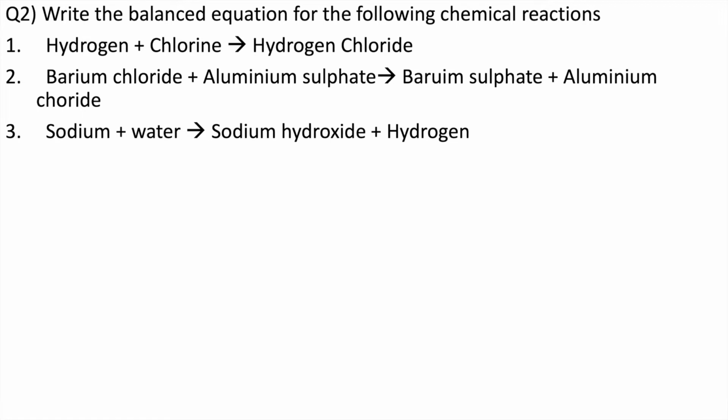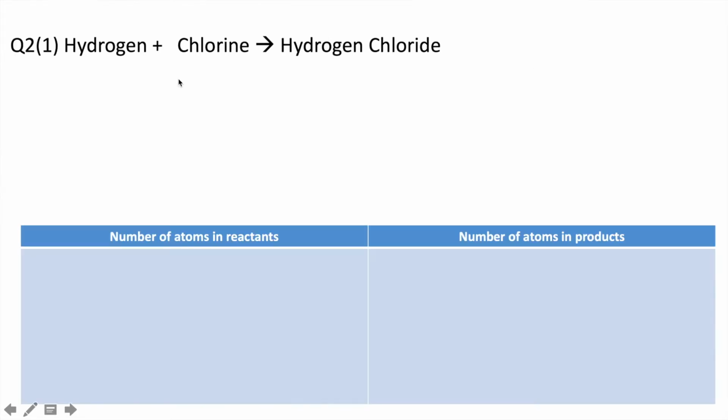Question number 2. Write the balanced equation for the following chemical reactions. These are the chemical reactions we should balance. We will discuss one by one. First one is hydrogen plus chlorine gives hydrogen chloride. So here I am making two columns for number of atoms in reactants and number of atoms in products.